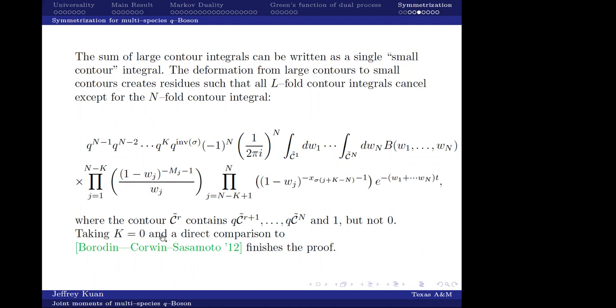Then you take k equals 0, and you can check directly with the previous result that these are the Q moments of the Q boson. They do this by taking the equation and showing that it solves the differential equations that it needs to solve.